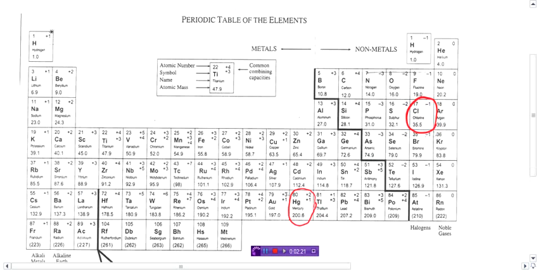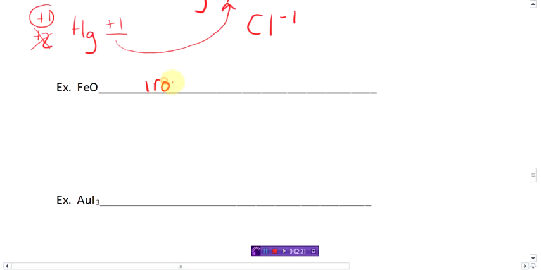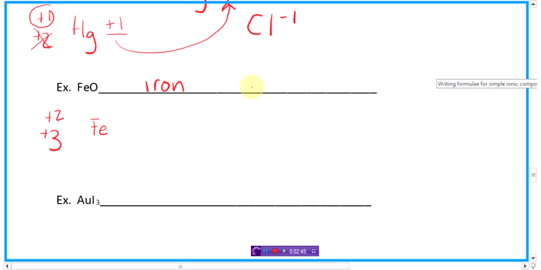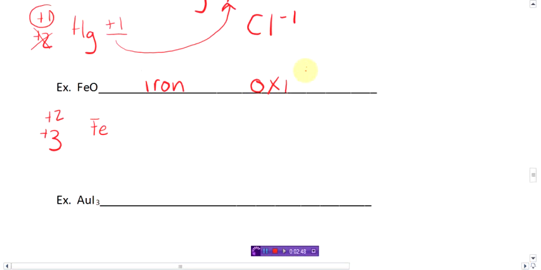FeO. Look at the periodic table. Fe, it is multivalent. We're going to need a Roman numeral. It can be +2 or +3. It's called iron. So we write iron, and the possible charges are +2 and +3. We look up O. Oxygen is -2. You'll notice all the nonmetals have only one ion charge. So we're going to write not oxygen but oxide. We're going to note what the ion charge is. The charge on oxygen is -2.